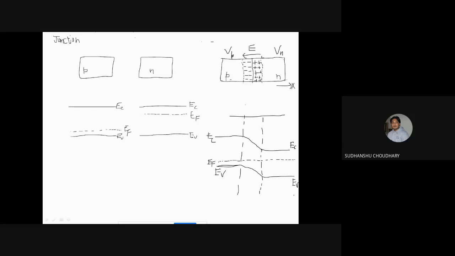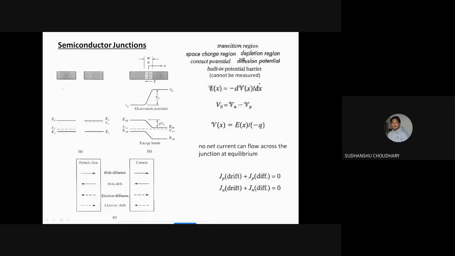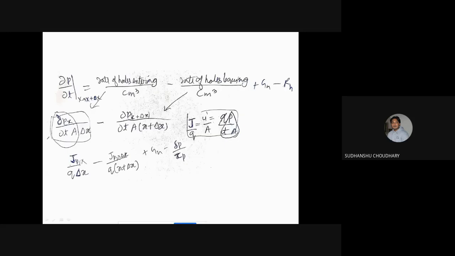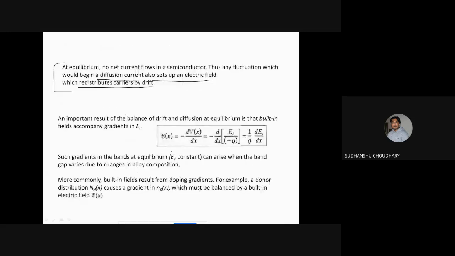Okay? So we had seen a differential equation which gives a relationship between electric field and electrostatic potential. I'll go back and show you here. That is here, this one, right? That is the electrostatic potential V. So that is related to the electric field by this relation, right?